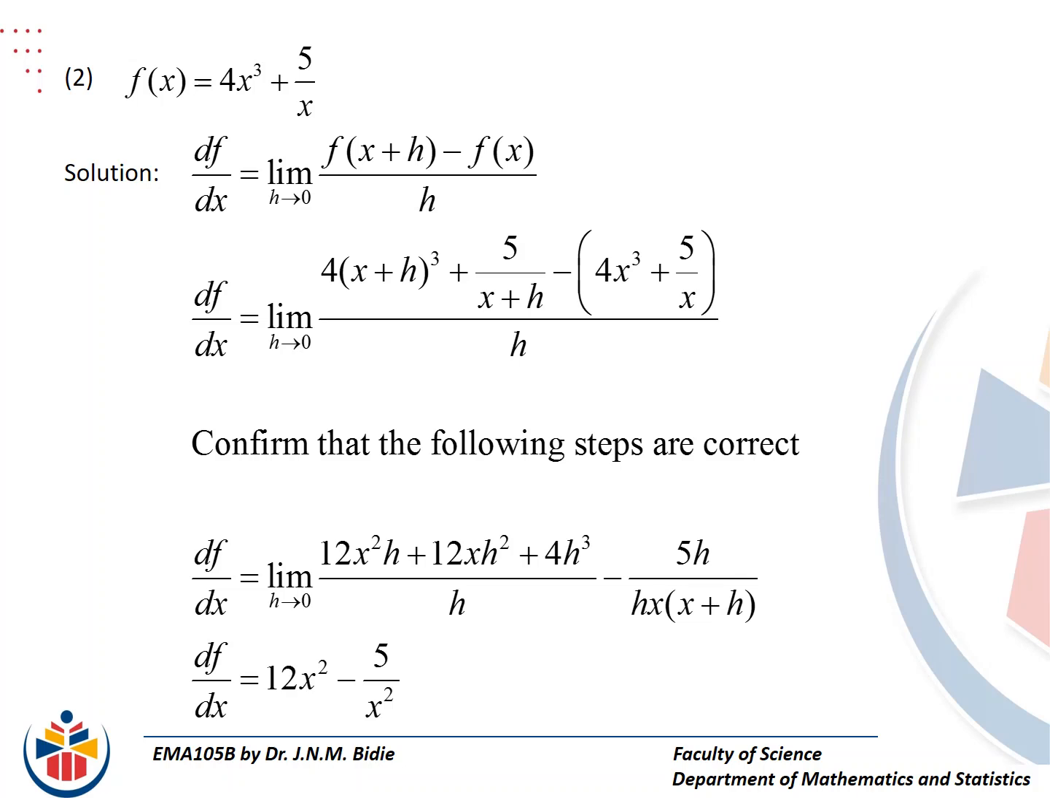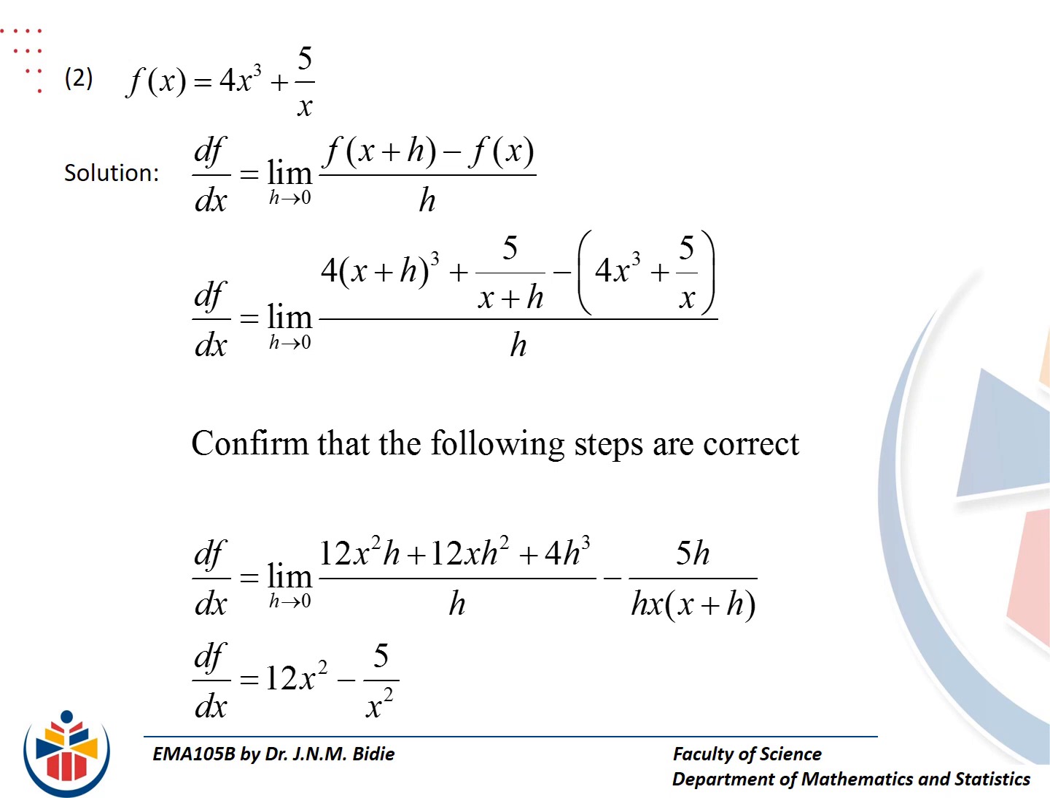And once more note, in that numerator for the first term, h is common. So if you take out h and h cancel, then you'll be left with 12x squared plus 12xh plus 4h squared in the first term. So please make sure that you fill in the missing steps. Minus, I still have the h and h will cancel, and then we'll be remaining with 5 over x into x plus h.